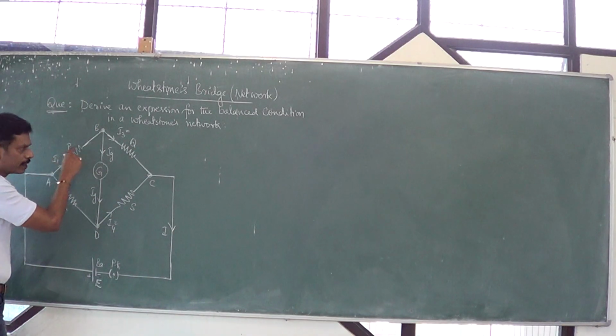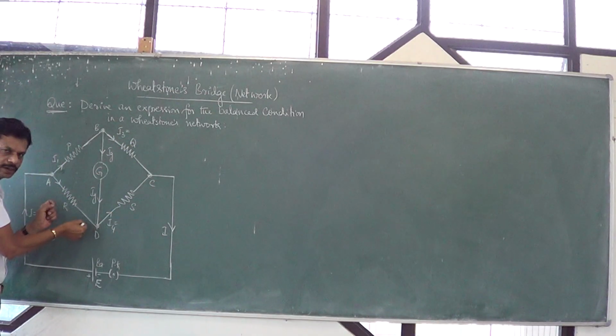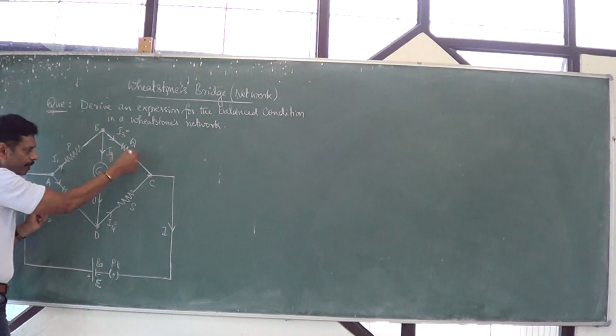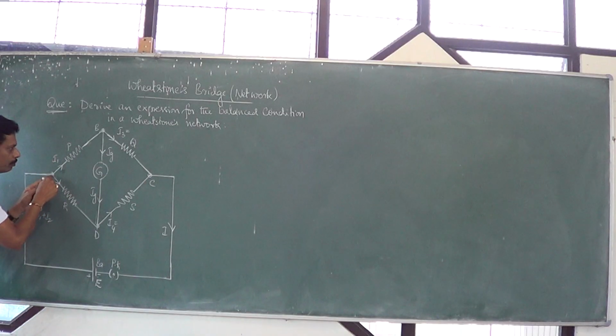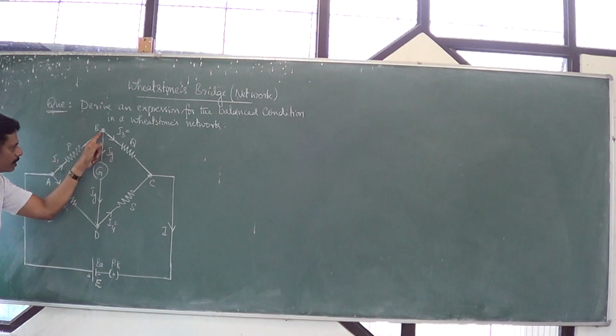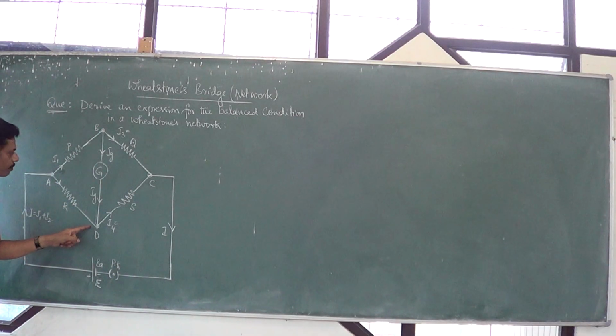I have chosen 4 resistances P, Q, S, R. They are connected in cyclic order, end-to-end, to form a quadrilateral, and it is forming 4 nodes here. Nodes means 2 or more wires or conductors joined together; that particular point is called a node or a junction. So this is one junction, another junction, one more node. So A, B, C, D are the 4 nodes or junctions.